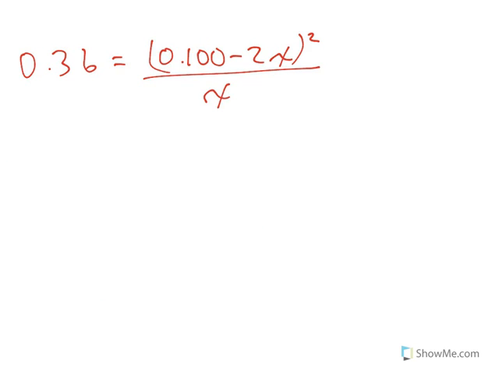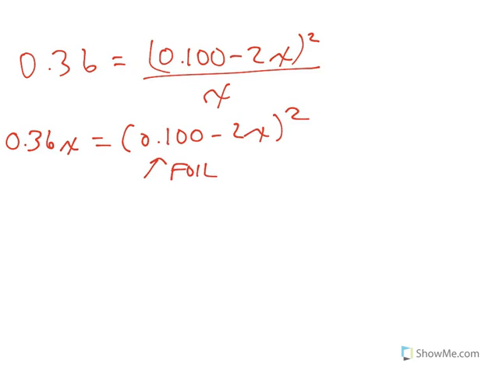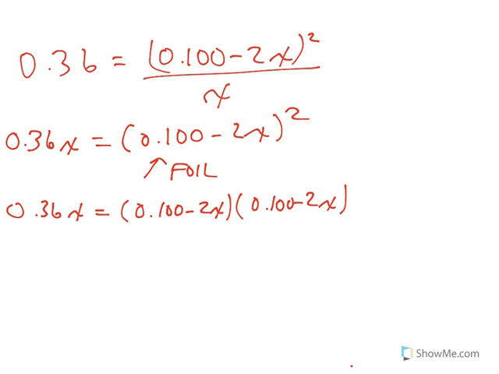First thing I'm going to do is multiply both sides by x. So I get 0.36x equals (0.100 minus 2x) squared. Then I have to FOIL this guy out. Some of you may be sitting there wondering, when are we ever going to use this from Algebra 2 back in high school? Well, here's the day.